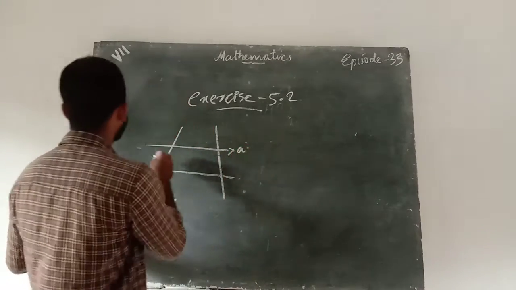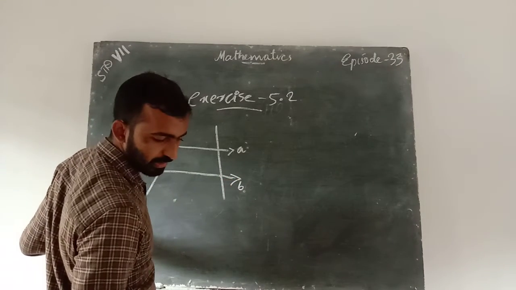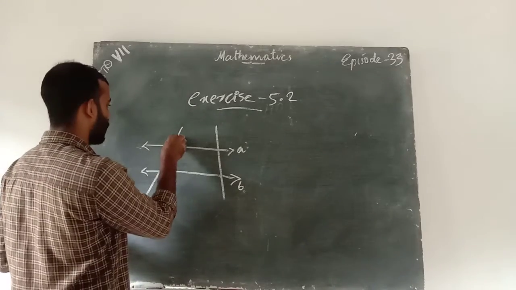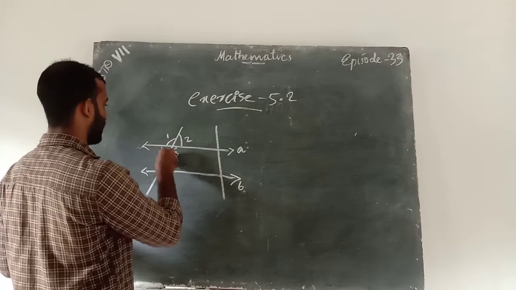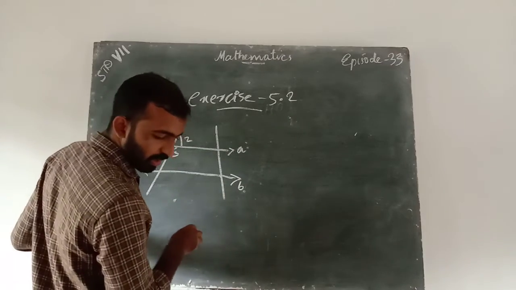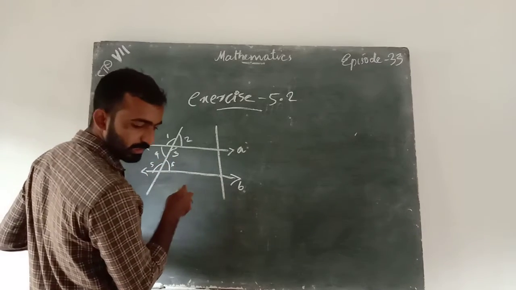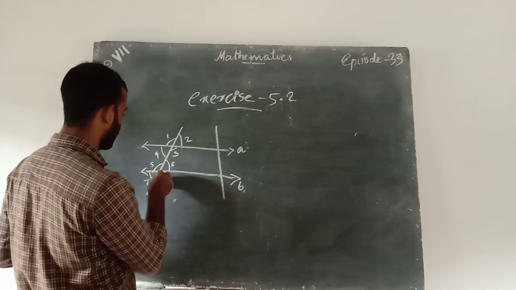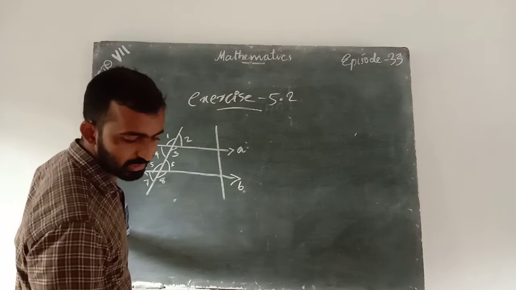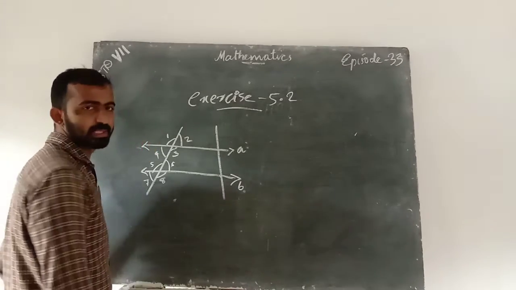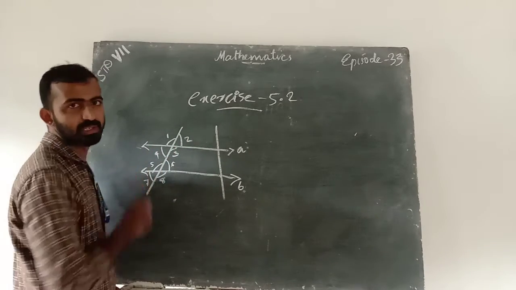This line is A, B, and the angles are 1, 2, 3, 4, 5, 6, 7, and 8. Is it 8? Yes. That is 1, 2, 3, 4, 5, 6, 7, 8.